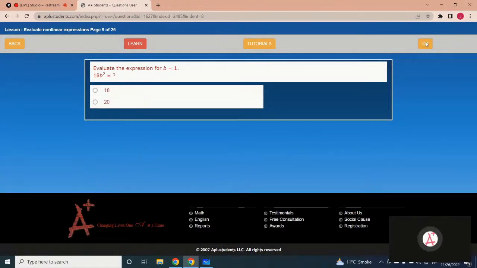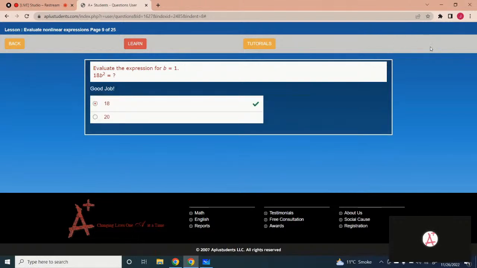Okay, the next one is b equals 1, 18p square. So the correct option is, replace the variable with the value, p is 1. 1 square is 1, and 1 times 18 is, yes, it is 18. Got it?